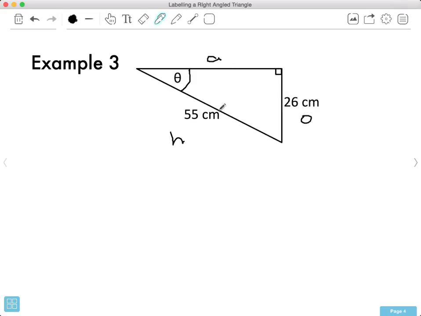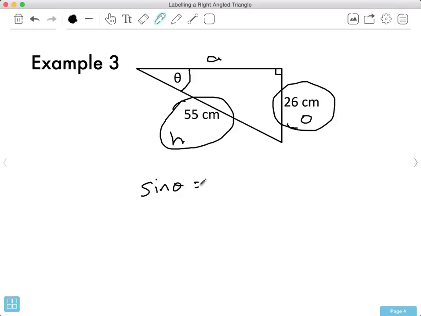Now when you're looking for an angle, you're looking for two given sides. That's these two. So I'd use the trig ratio that uses O and H. That's sine theta, which is O over H.